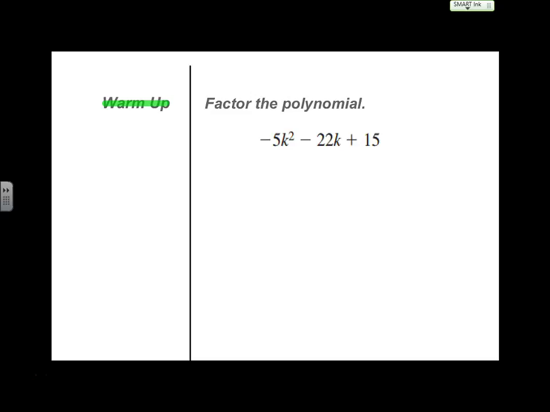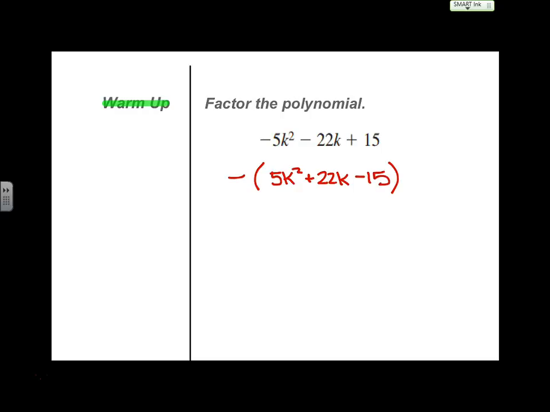What's the very first thing that we should do before tackling this trinomial? Take out the negative. Can't take out a number, can't take out a variable from everything, but take out the negative. So what happens to my negative 5k squared? It is now a positive 5k squared, but be careful, I took out a negative from everyone. So what happens to the 22k? How about the 15? Good. It flips the signs of everything inside.